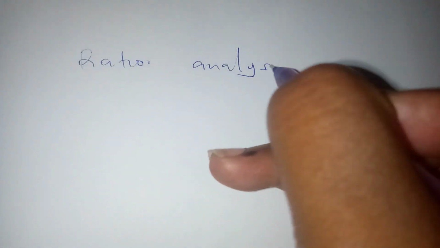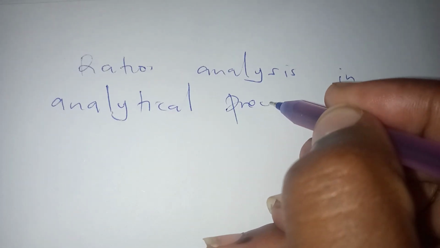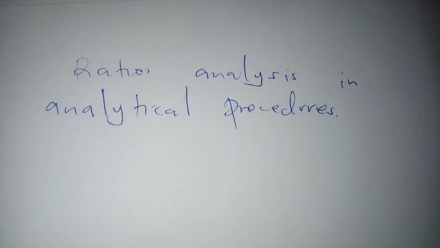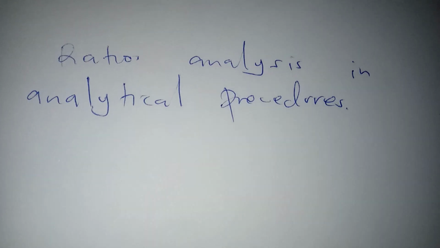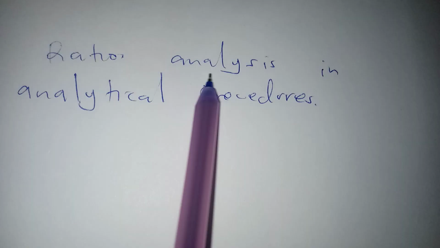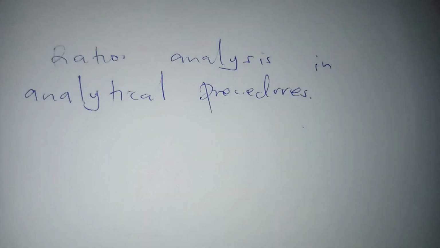In this video we are going to look at ratio analysis of financial ratios in analytical procedures. In analytical procedures, we looked at the audit procedures, and under audit procedures there was analytical procedures. So it's where we have the ratio analysis. So here we calculate four ratios.